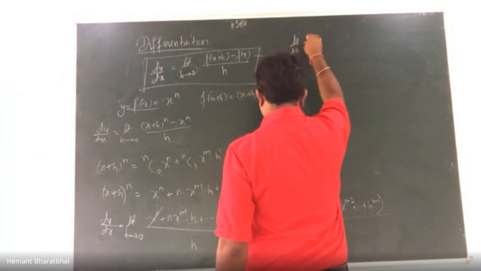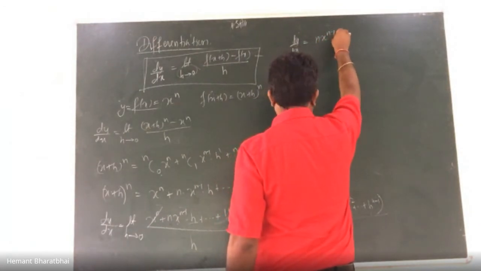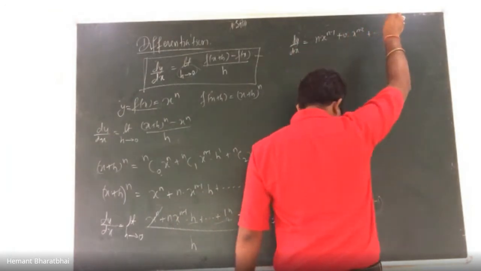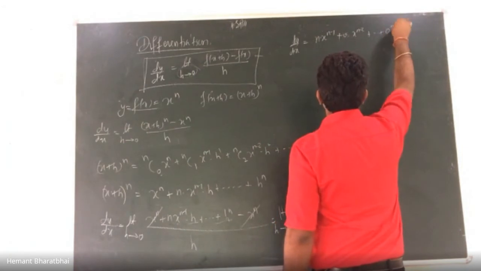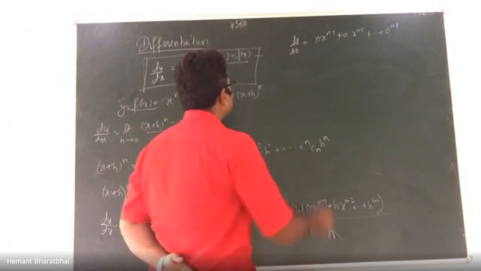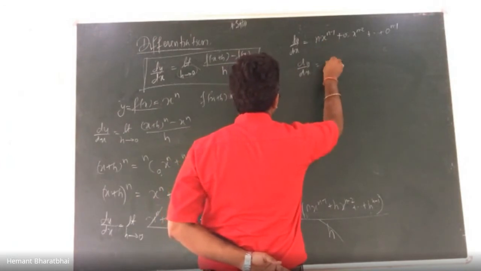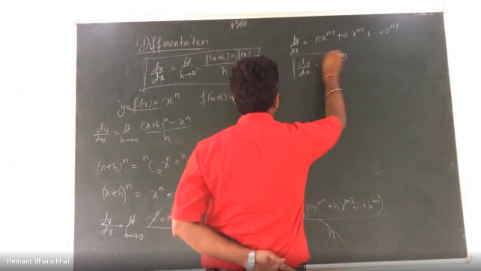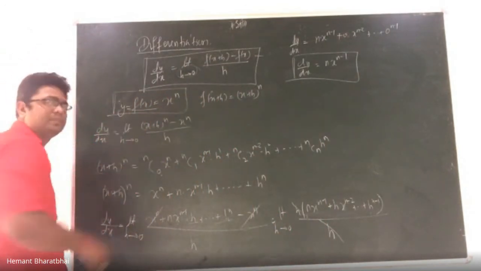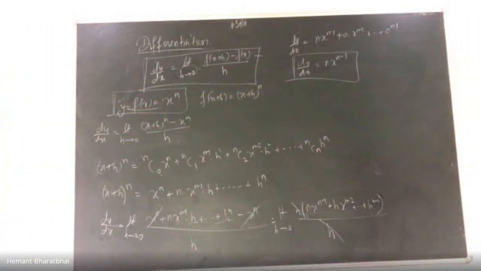So I'll get dy by dx is equal to, substituting the limit, n into x raised to n minus 1 plus 0 into x raised to n minus 2 plus and so on, plus 0 raised to n minus 1. 0 raised to anything is 0 only, 0 into anything is 0 only. So finally I get dy by dx is equal to, only this term remains, that is n into x raised to n minus 1. So this is how I can find the derivative of this. The derivative of x raised to n is n into x raised to n minus 1.